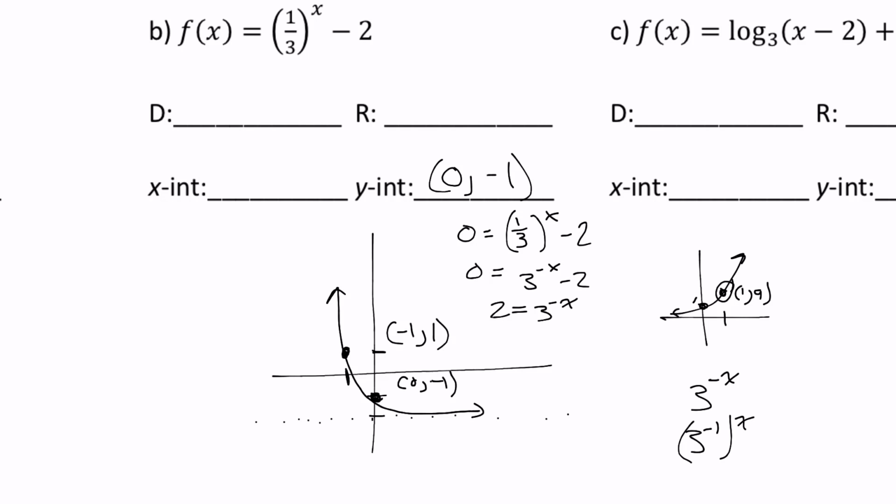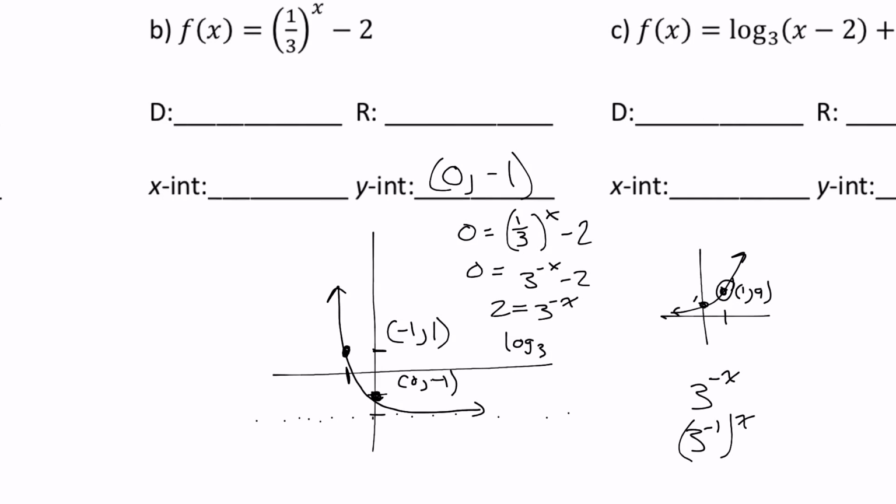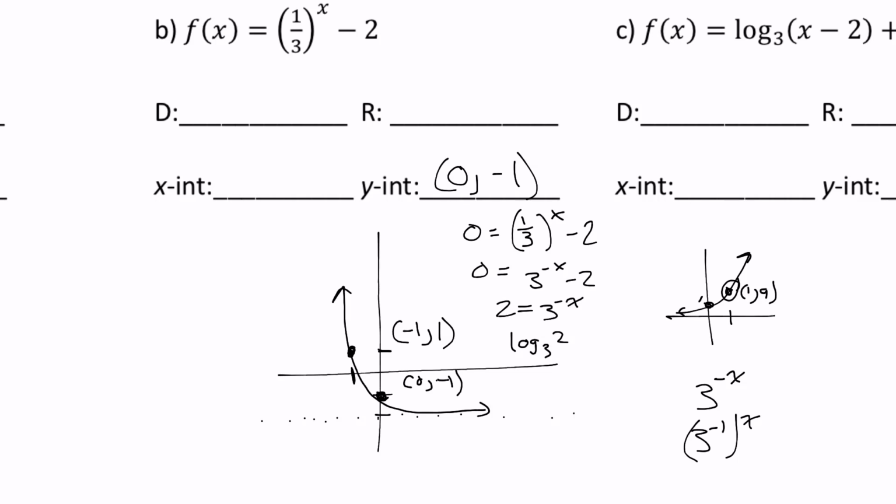I'm going to rewrite this as a log. Log base 3 of 2 equals negative x. Therefore, x equals negative log base 3 of 2. And that's the expression I'm going to write for my x-intercept: negative log base 3 of 2.